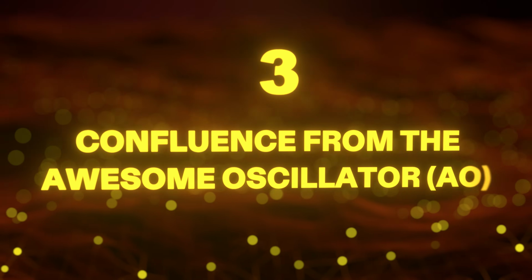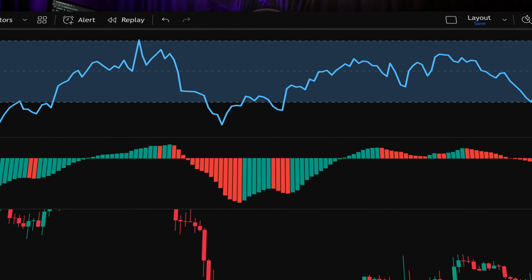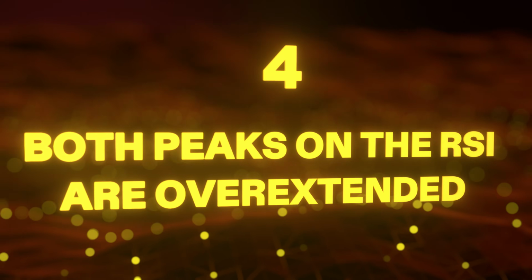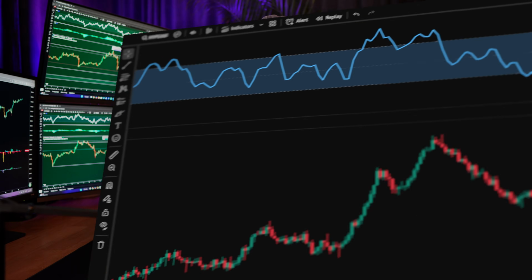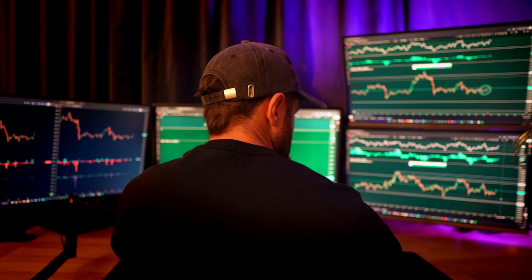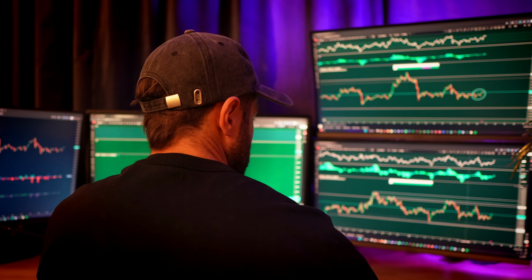Number 3, you need confluence from the awesome oscillator, otherwise known as the AO. When the AO aligns with the RSI, it's what's known as a double divergence, aka you have agreement between both the oscillators. This acts as a sort of second layer of confirmation and will give your trades much higher probability. Number 4, make sure both peaks of the divergence are in the overextended region. So for bearish divergences above the 70 and bullish divergences below the 30. This will massively help sift out weaker divergences and again, increase your probability when using these concepts.